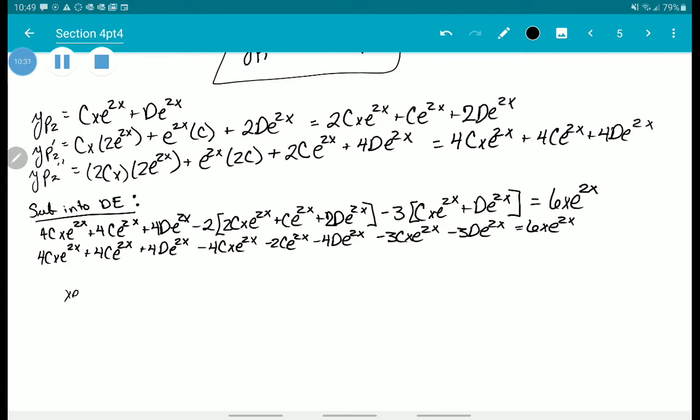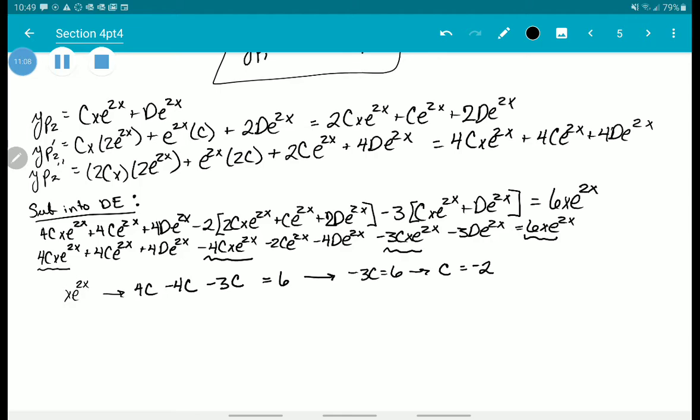So we have x e to the 2x terms. If we look at what's going on the left and on the right, I have a 4c here, a minus 4c here. Those terms actually cancel. I have a minus 3c here, and that's got to be equal to 6. So that tells me that minus 3c has to equal 6, which means c has to be equal to a negative 2.